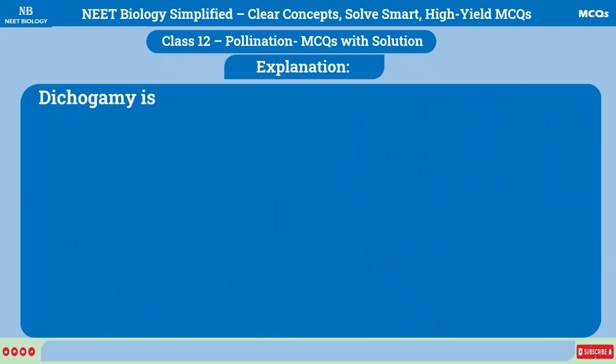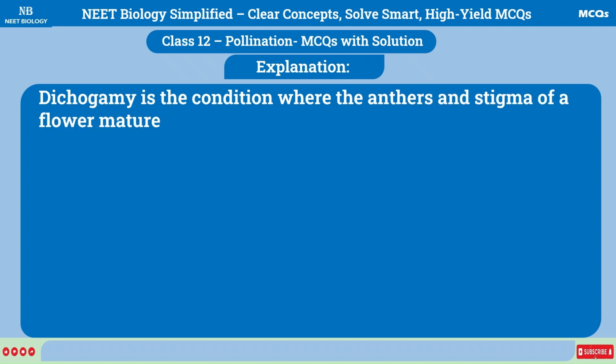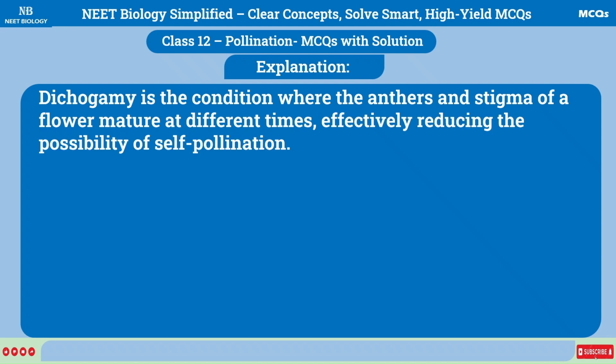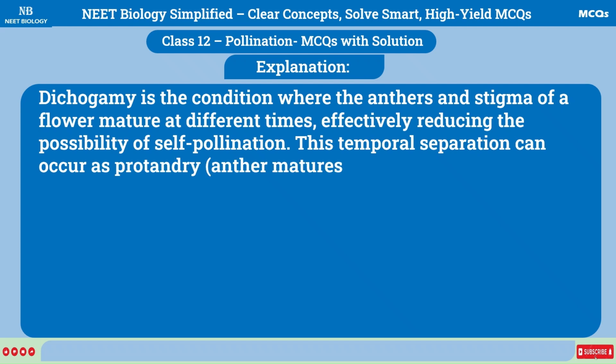Explanation. Dichogamy is the condition where the anthers and stigma of a flower mature at different times, effectively reducing the possibility of self-pollination. This temporal separation can occur as protandry, anther matures first, or protogeny, stigma matures first.